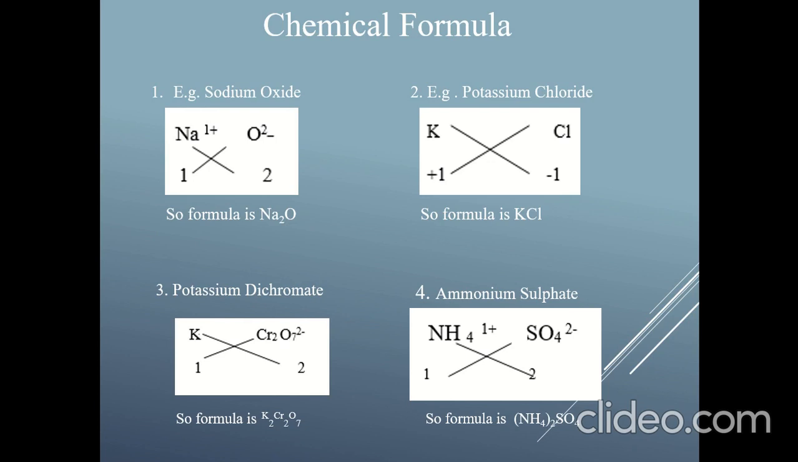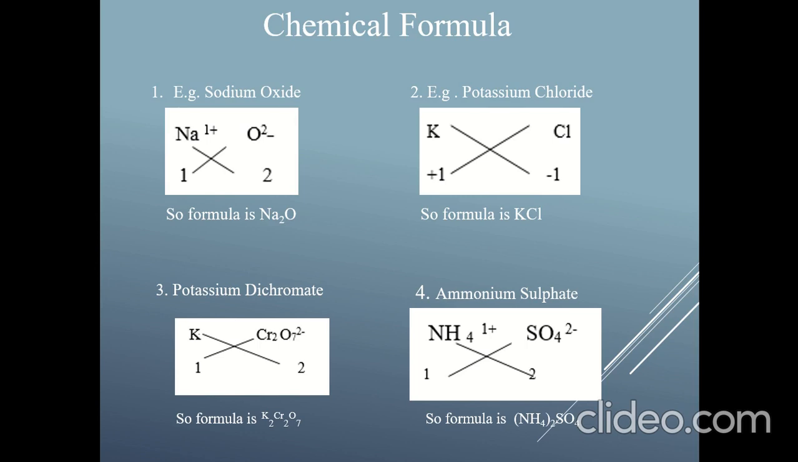Now there are certain steps while writing the chemical formula. Now let us consider the example of sodium oxide. So first you need to write the symbol of the elements. Now always remember that metal is written on left hand side and non-metal is written on right hand side.